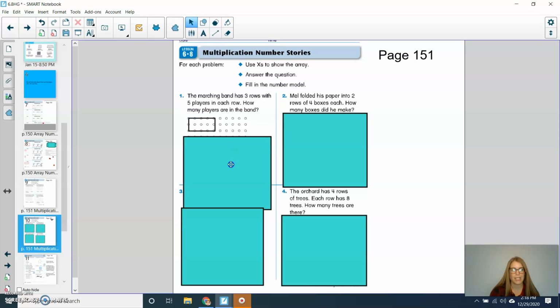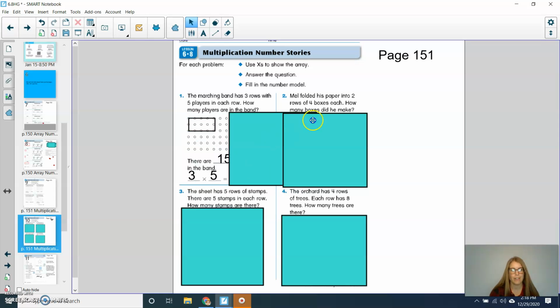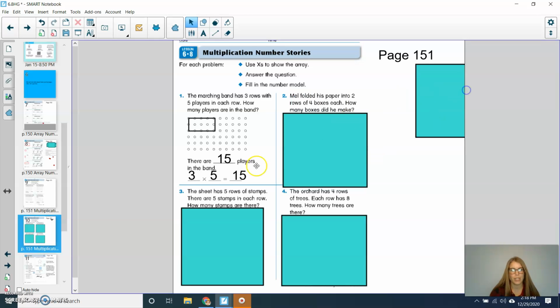So I boxed in my 3 by 5. And when I counted, I knew I had 15 players. 3 times 5 equals 15. I could also think like 5 plus 5 plus 5, or I could count by 3s. So could you press pause and solve questions 2, 3, and 4, and then press play when you're ready to check?